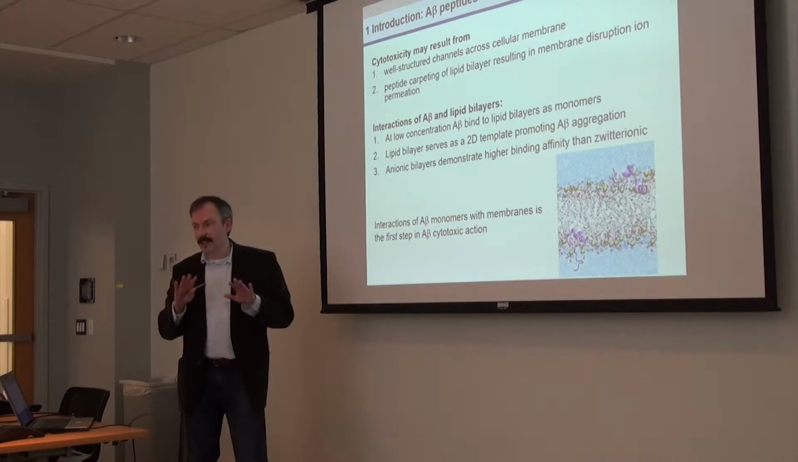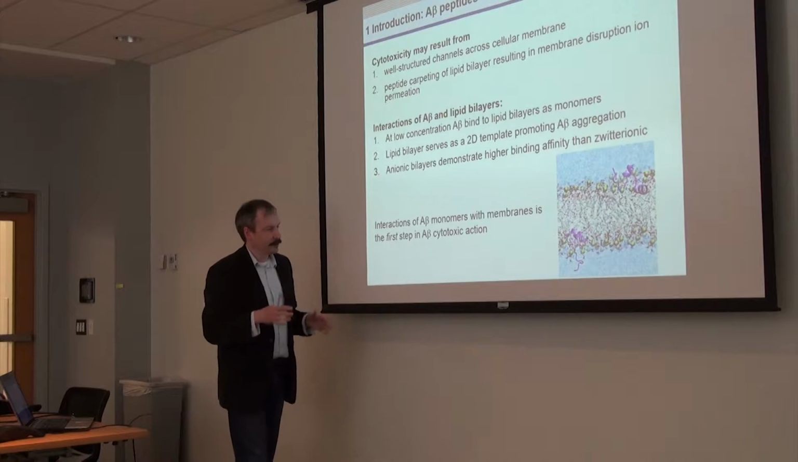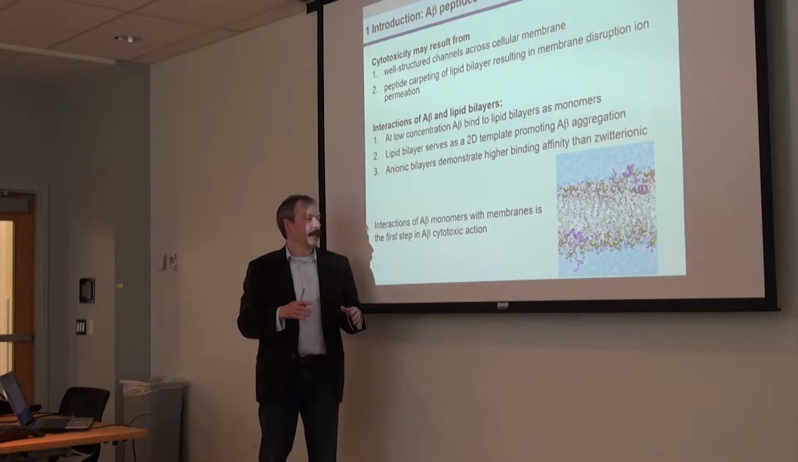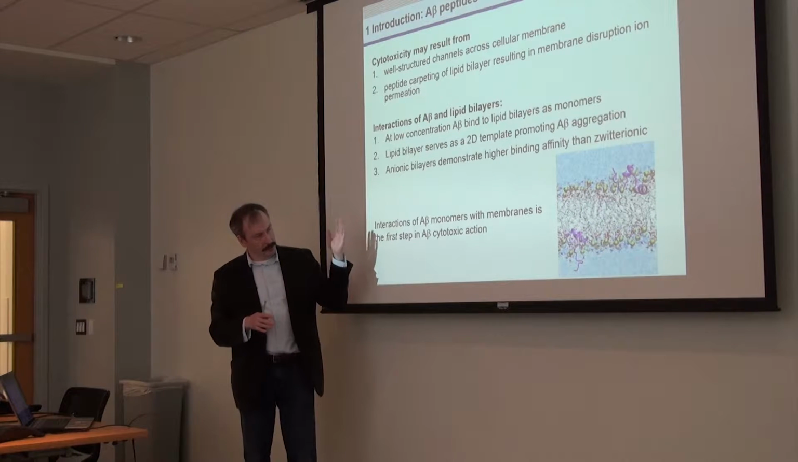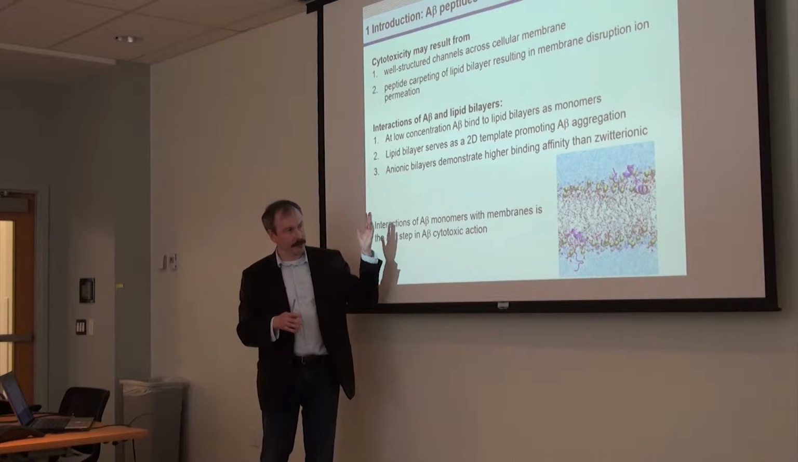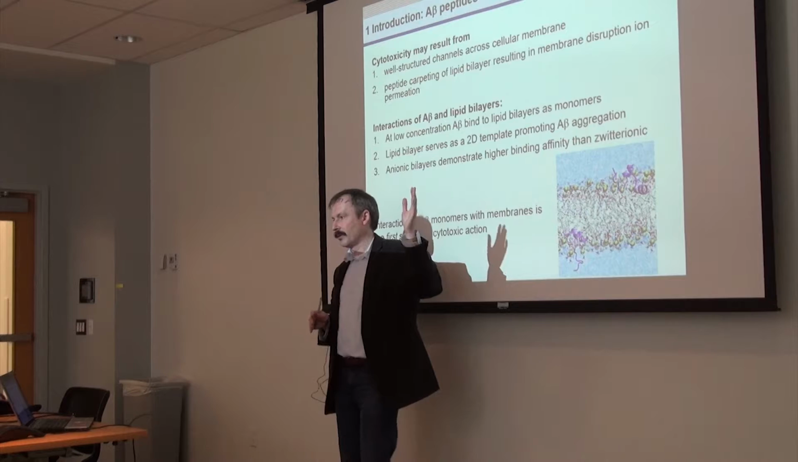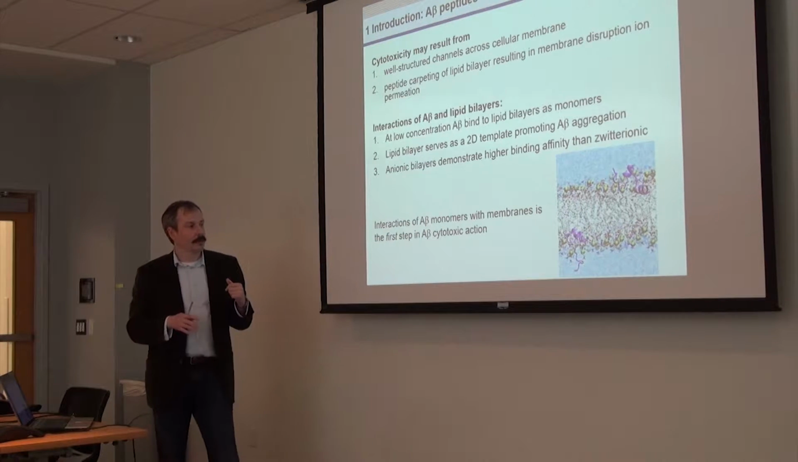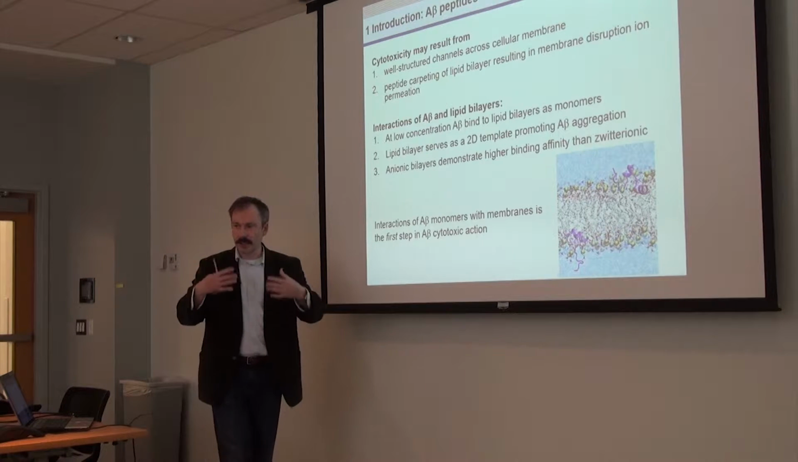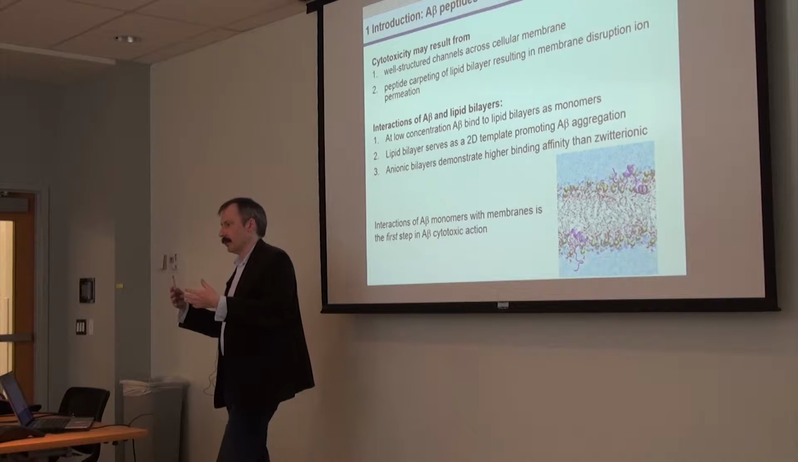So this is a very sketchy overview of experimental results. There is, of course, much more known about this. But my point here is that it looks like, at least if you want to study the process computationally, probably a good starting point is to consider a single monomer interacting with the cellular bilayer. It's a first step in the process of the cytotoxic impact of this peptide.